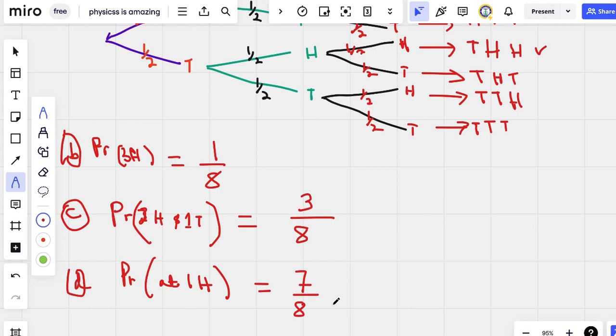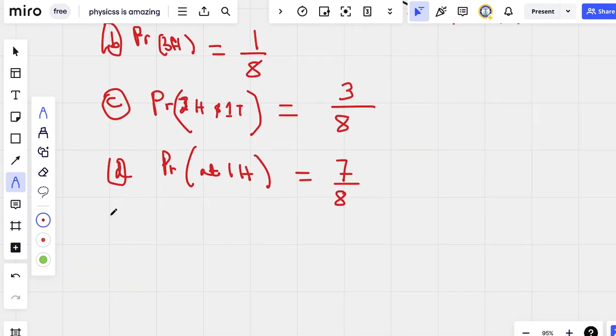Then the E part of the question says, what's the probability of getting no head? No head means tail, there's no head at all. So it's going to be 1 over 8. No H means no head. So if you're asked the probability of getting no head, it means probability of getting all tails, right? Which is 1 over 8. There's only one scenario where there's no head at all. So we say 1 over 8.